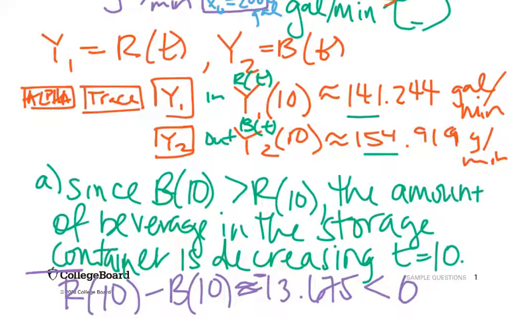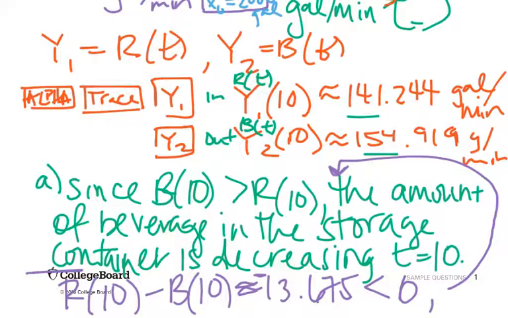So if we said R of 10 minus B of 10 is approximately negative 13.675, which is less than 0, we could say the amount of beverage in the storage container is decreasing at t equals 10. So essentially we jump in here at this part of the explanation, because the rate in is less than the rate out. Okay, so how is this part of the problem scored?